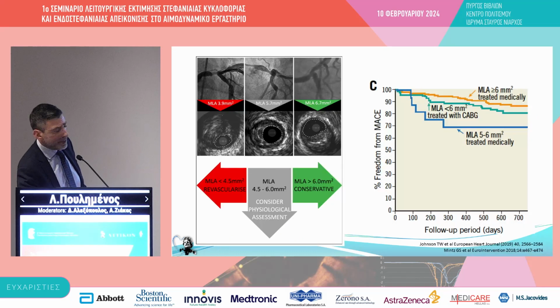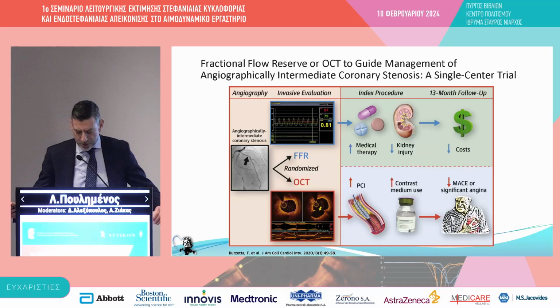And that is in the guidelines. We all know that patients with a minimum lumen area above 6 square millimeters should be left in peace. There is a gray zone from 4.5 to 6, and then we have to revascularize definitely if we have lower areas. And this, of course, has strong prognostic implications for those studies.